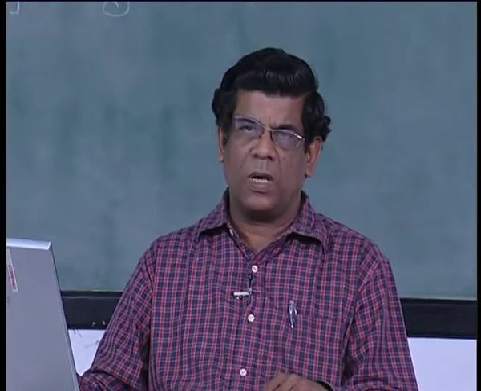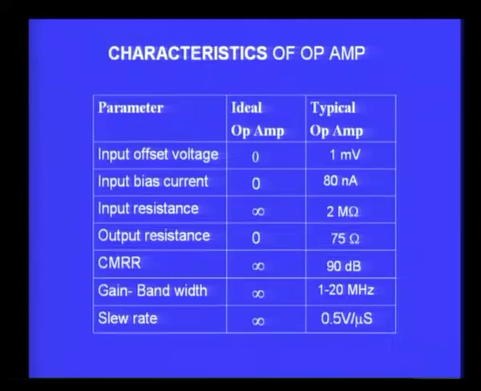So, now we will move on to the other characteristics, both the definition and how to measure them in a typical situation, and I will try to show you also a demonstration of how to measure these things in a laboratory. Before I do that, I thought I would give you a table of data corresponding to an ideal operational amplifier and a typical operational amplifier, where I have taken the example of 741, which is the most popular operational amplifier.